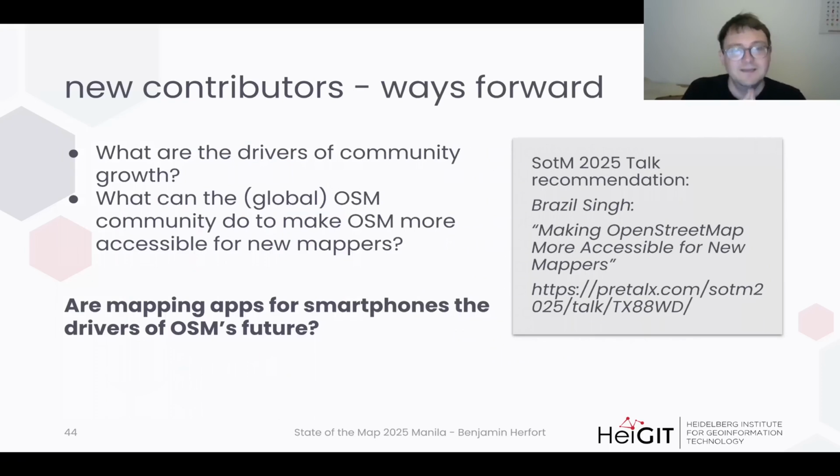I would like to understand better the drivers of community growth and what the global OSM community could do to make OSM more accessible for new mappers. Another talk recommendation happening later: making OpenStreetMap more accessible for new mappers, exactly what I'm interested in. Thanks for submitting the talk. And I would like to understand better if and how smartphone apps might be the drivers of OSM community growth in the future.